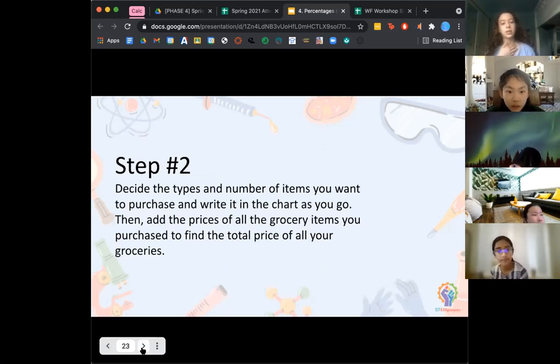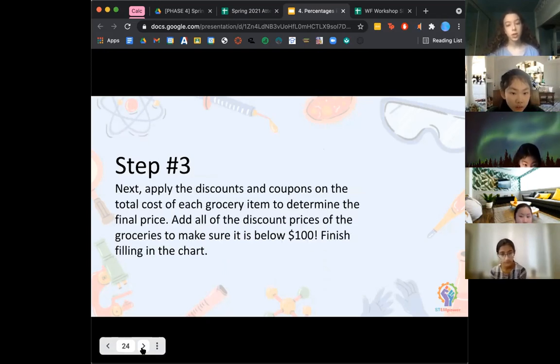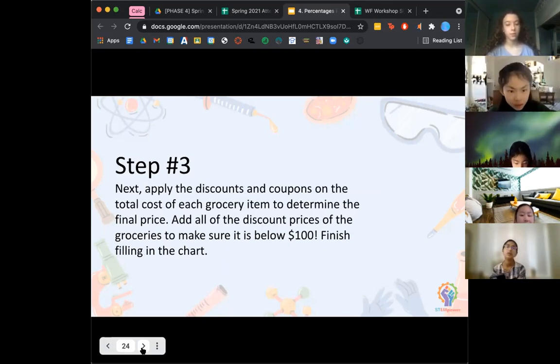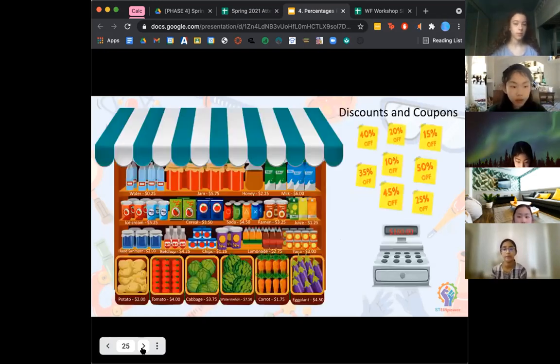So step 2 is you're going to decide the types and the numbers of items you want to purchase and write it in the chart as you go. Then you're going to add up all your grocery items to get your total price. And remember, you only have $100, so you can't go over 100. Next, you're going to apply discounts and coupons to make sure that your final price is below $100 and finish filling in the chart. So here's everything you have.